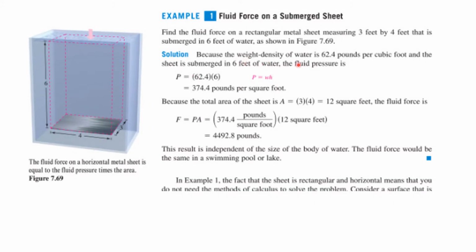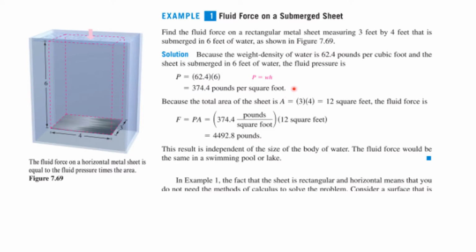Okay, now this was water, and since the weight density of water is 62.4 pounds per cubic foot, and the sheet is submerged in 6 feet of water, the fluid pressure is equal to the weight density times the depth. So the weight density was 62.4 pounds per cubic foot, and this is 6 feet, so you see the cubic feet become feet squared. When you do the multiplication, these are the units: pounds per square foot.